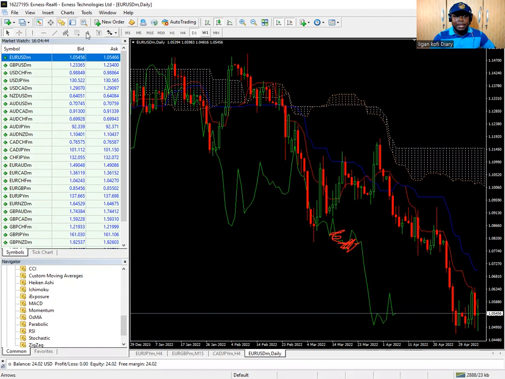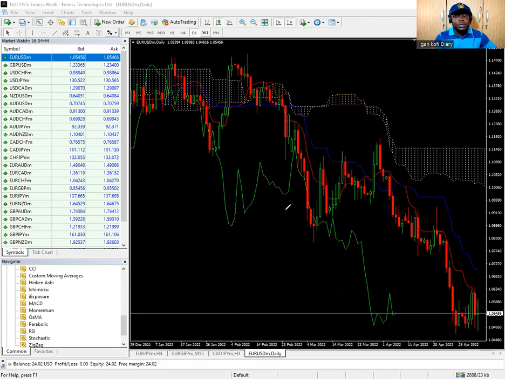Considering where the cross happened. So if you look at it here, the cross happened somewhere here. Look at the cross here, it happened here. When this was also far away. So a sell down here would have given you some profit. So this is how Ichimoku is traded.